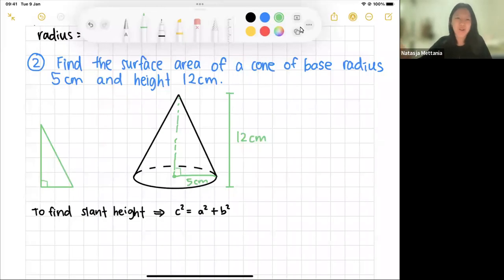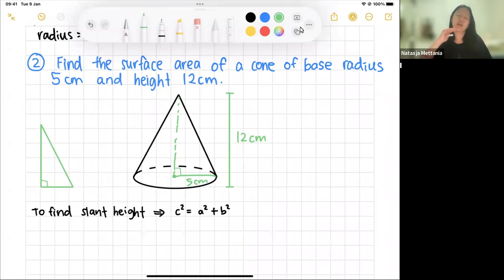Welcome. This will be part 2 of our second lesson, which is on surface area of spheres and cones. We're on to our second example. If you haven't watched part 1, please watch that before watching this part 2.